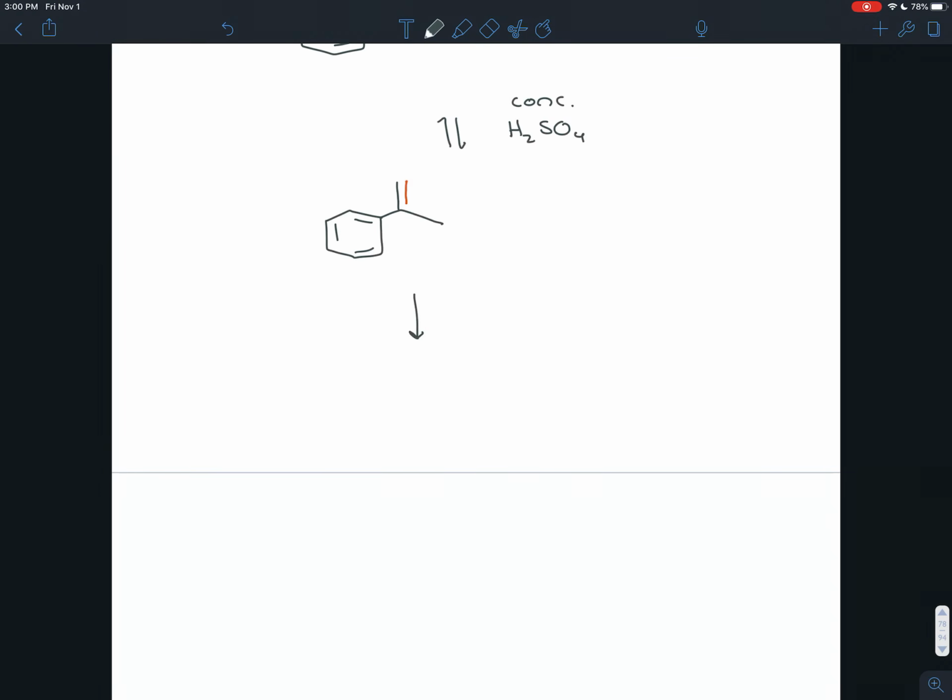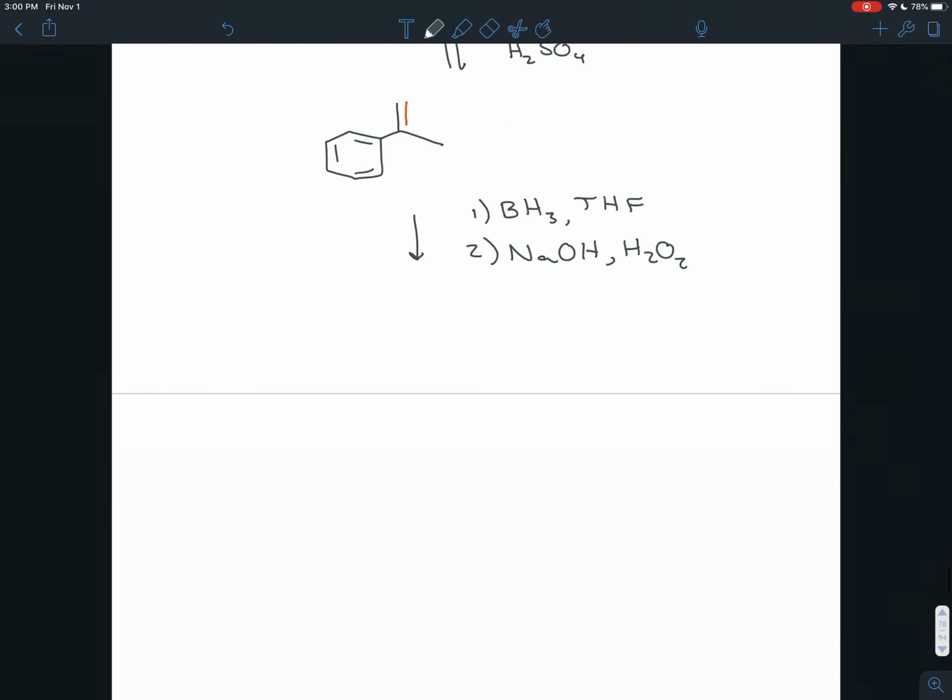So anti-Markovnikov addition of H and OH is hydroboration oxidation. So BH3 followed by THF, sodium hydroxide, and hydrogen peroxide. So that's one possible way that you could make that product.